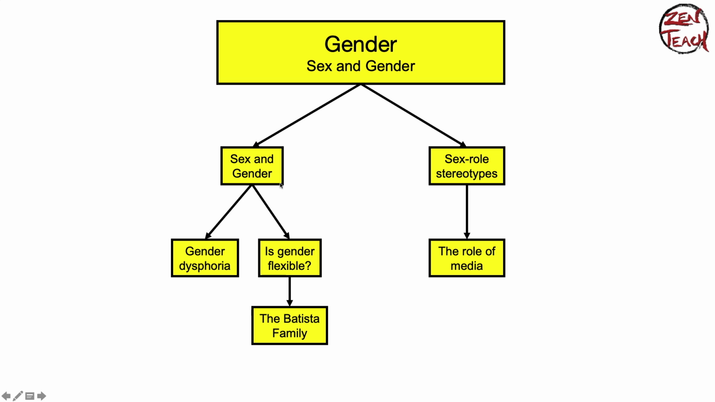First, we'll be defining sex and gender, looking at gender dysphoria, which we'll come back to in the last topic, and actually looking at whether gender is something that is flexible, with a case study with the so-called Batista family. We'll define what sex role stereotypes are, and we'll be looking at the role of media. So we're basically covering the entire chapter by skimming through all of the sections now.